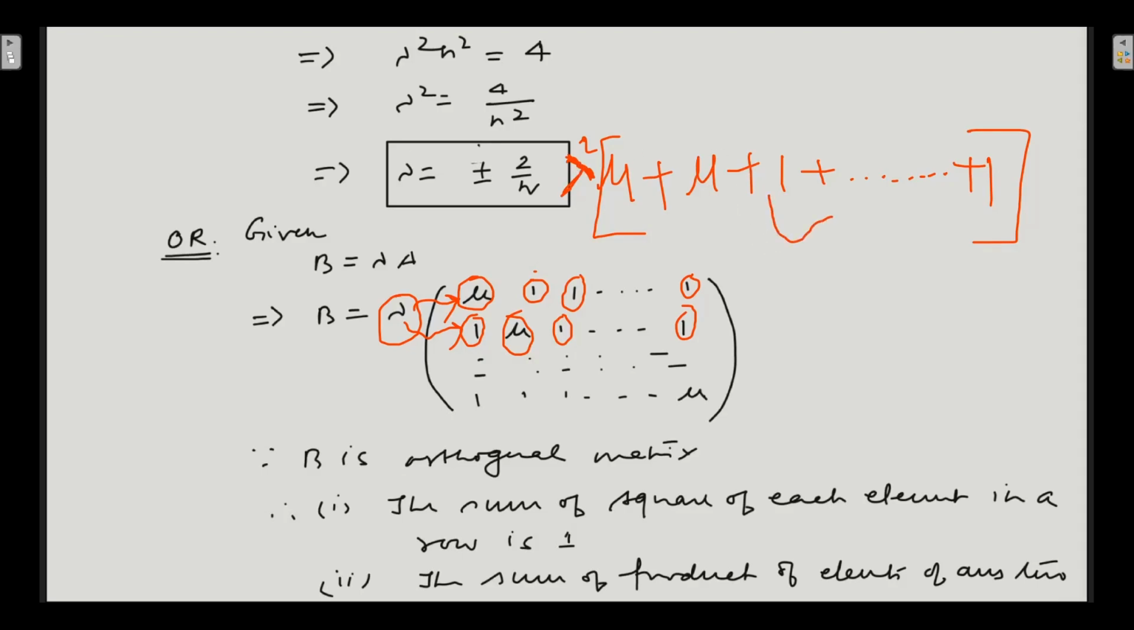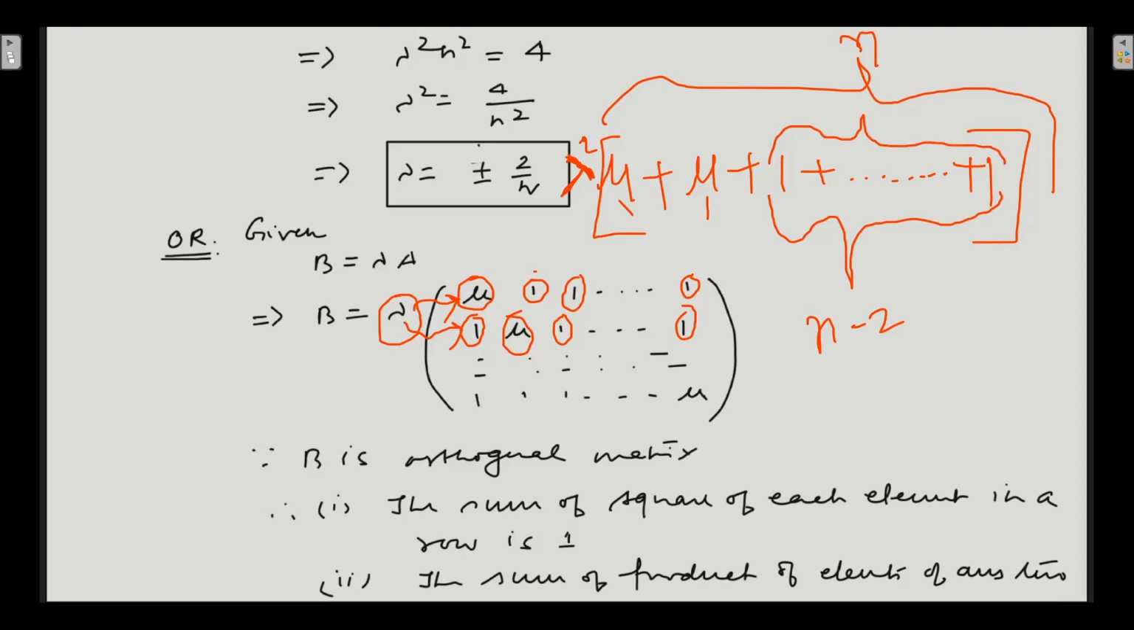So how many elements are from here till here? It is n minus 2 elements. Why? Because from here till here we have n elements, because there are n columns. But 2 elements of them are mu. So the rest of them, when they get added, give n minus 2. So this particular thing gives n minus 2.